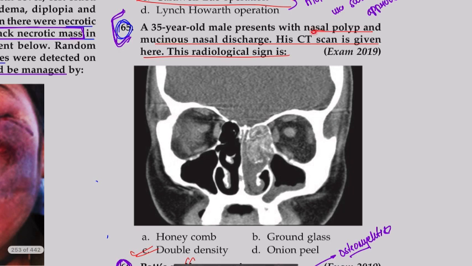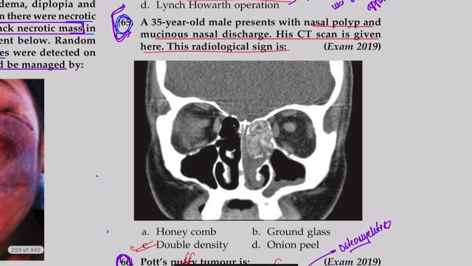A 35-year-old presented with nasal polyp and mucinous nasal discharge. Here a CT scan is given. What is the radiological sign? We can see the polyp right here, right? And as you can see, double density is seen here. The double density is the right answer.